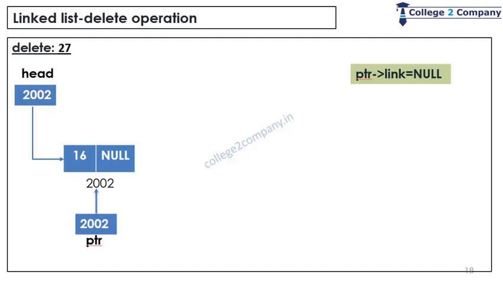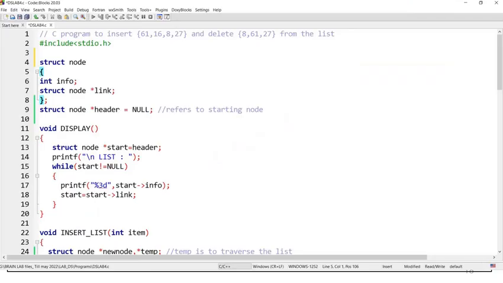Let us understand the C code for these operations. Let us move to code blocks. Let us understand the C code. Here we use a structure, struct node. Struct is a keyword followed by the structure name. The structure name is node, which has two members. One is info of type int, which stores the value which we are going to store in the list. And another is link, a pointer of type struct node. Here the link pointer is pointing to a node in the list.